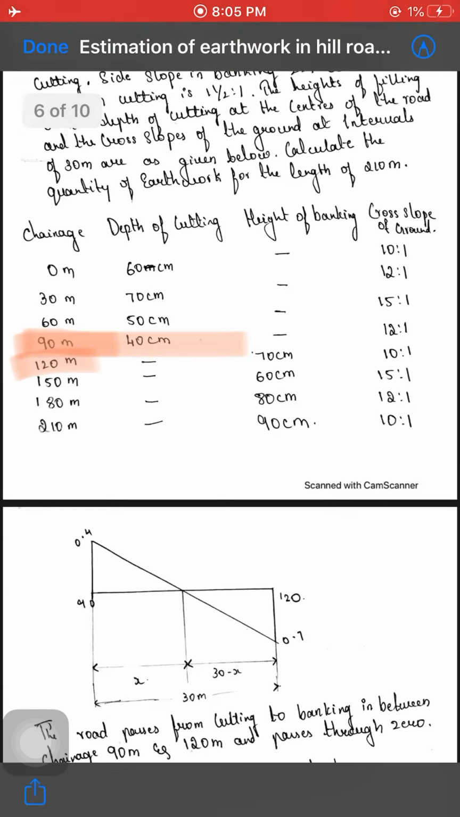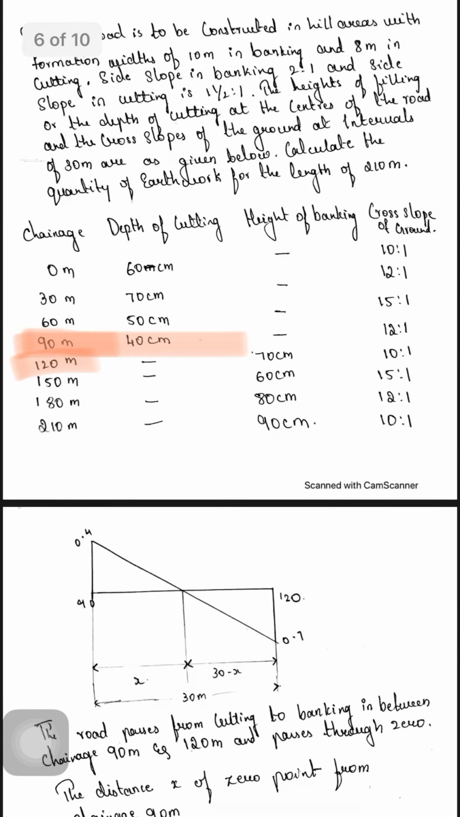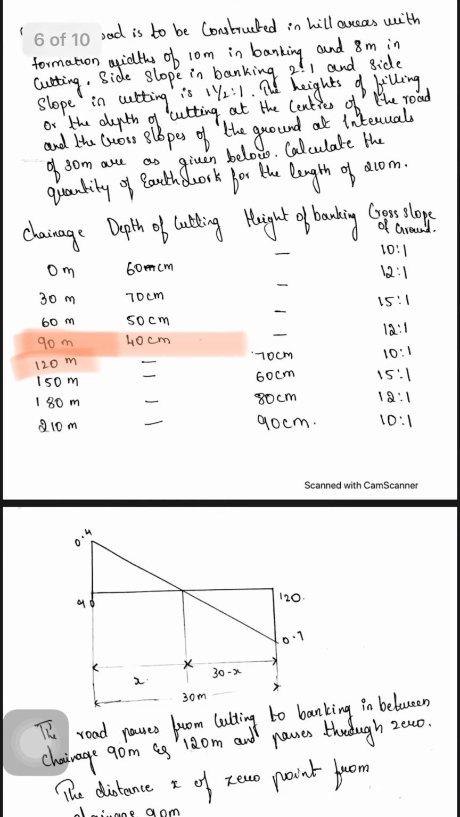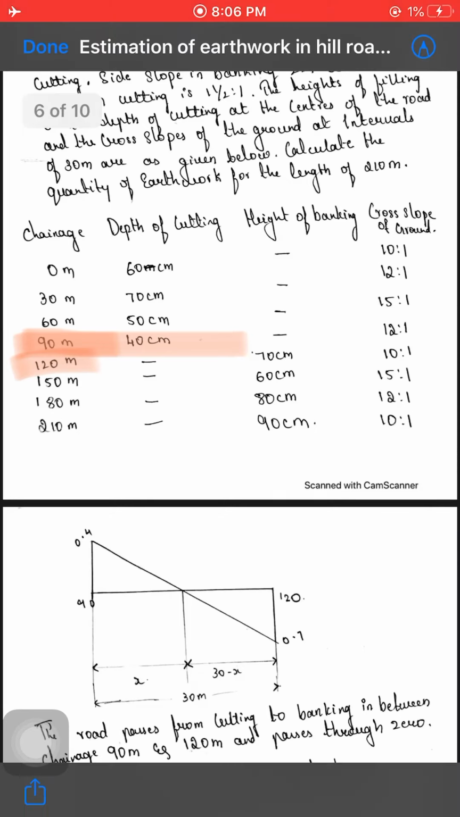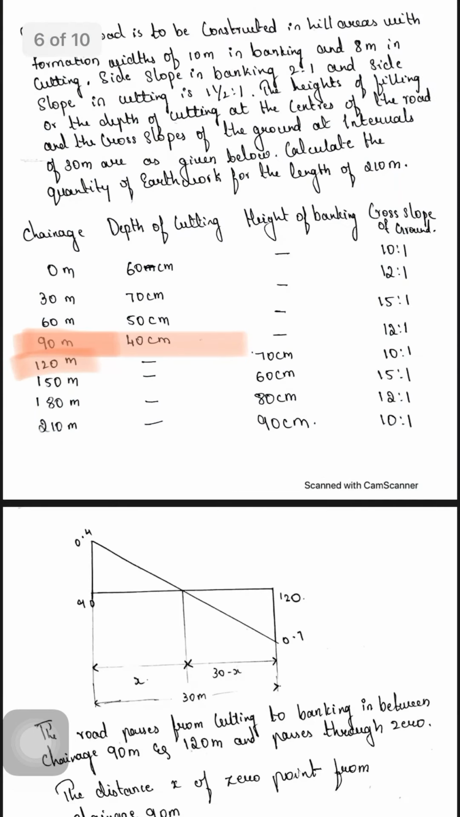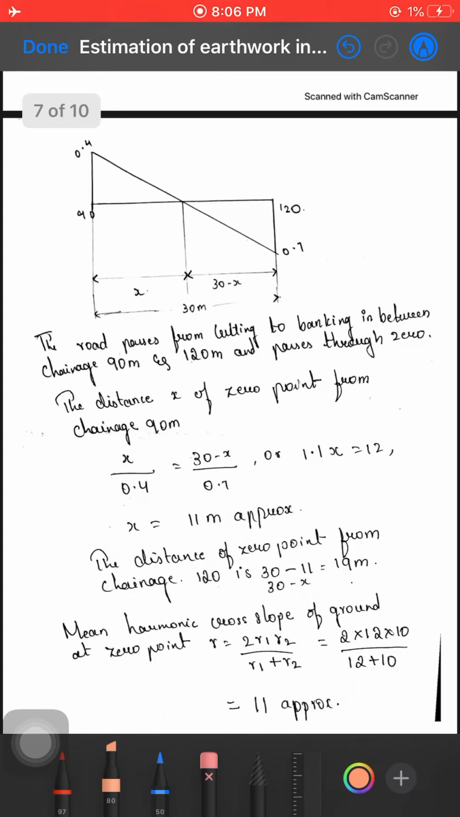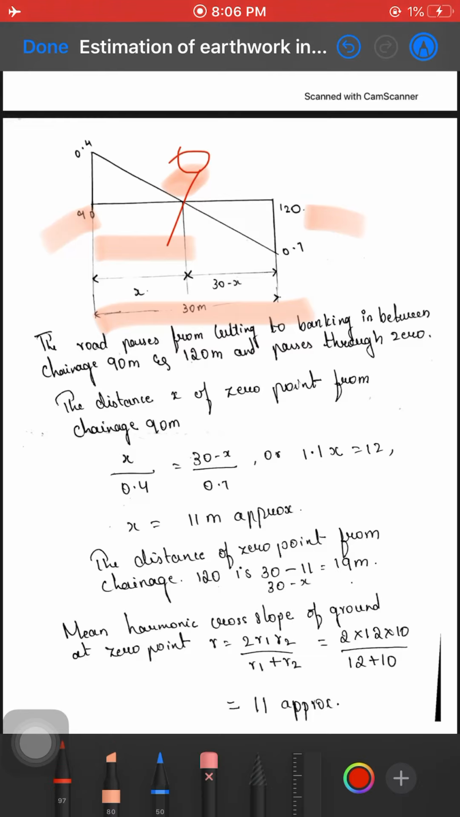Okay, so at 90 meters chainage it is 40 centimeter depth of cutting and 120 meter it is 70 centimeter depth of cutting. That means 0.4 and 0.7. Okay, so in between 90 and 120 the distance is 30 meters. Let this distance at the 0, this is the 0th point, let it be X.